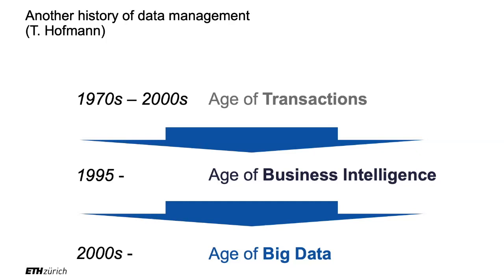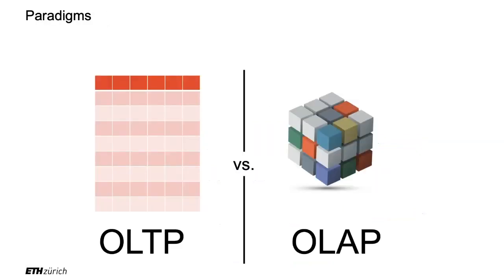So what happened then is that people started to want to do business analysis with data in order to make informed decisions. There is a name for that. It's OLAP. Who knows or heard about OLAP? Okay, who can tell me what this means? It's online analytical processing, right? So this is to be contrasted with OLTP, which is online transaction processing.